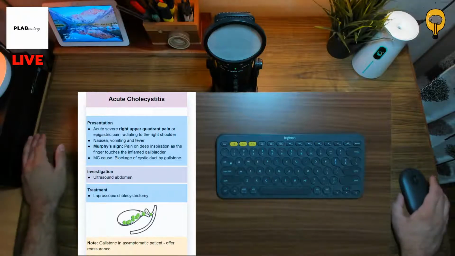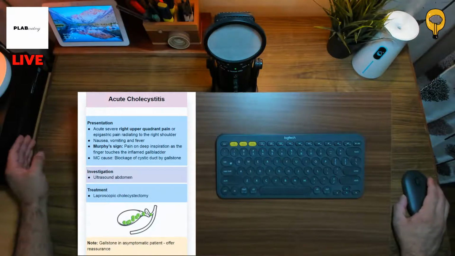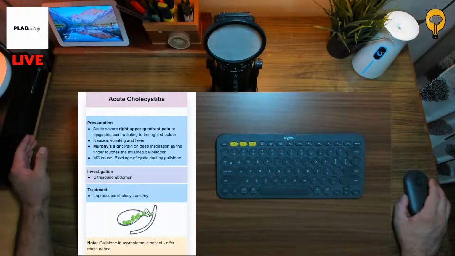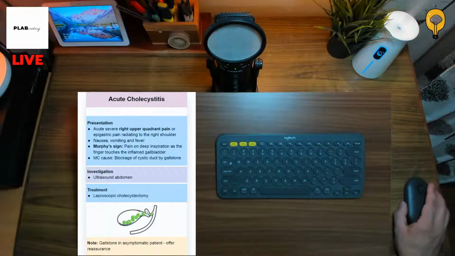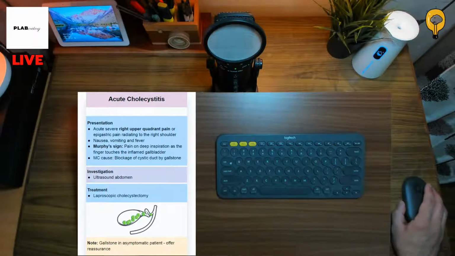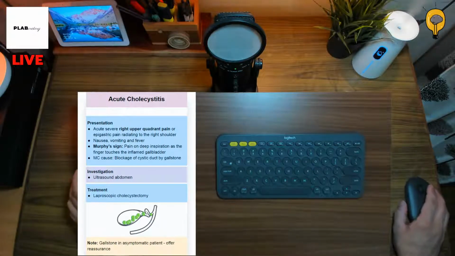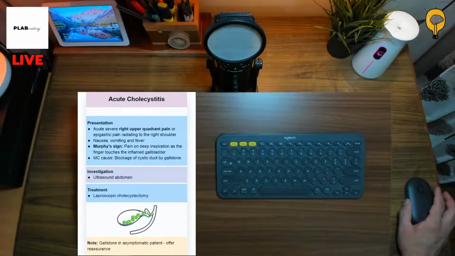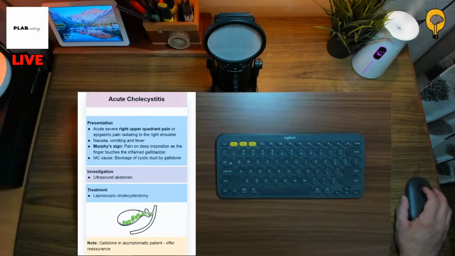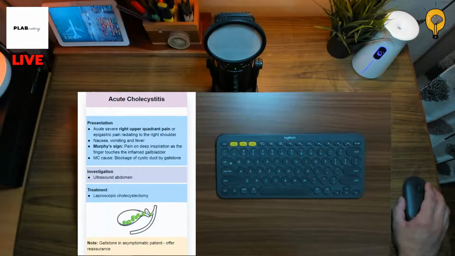Now tests: because of inflammation, white cell count and CRP would be elevated. Ultrasound will show a thick-walled, shrunken gallbladder. Now management is nil by mouth, analgesia, IV fluids and antibiotics.